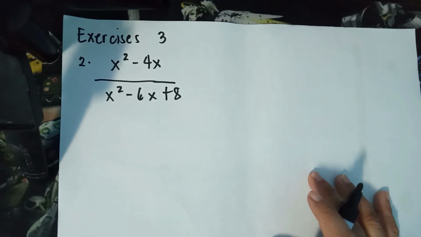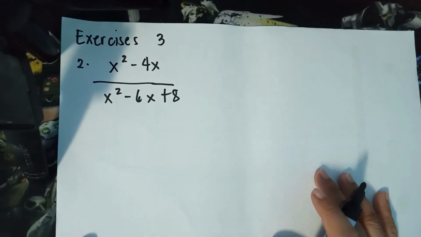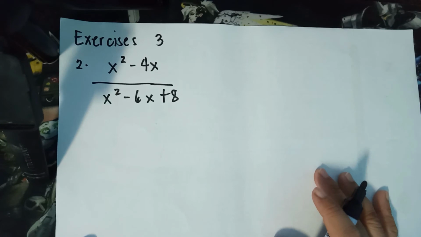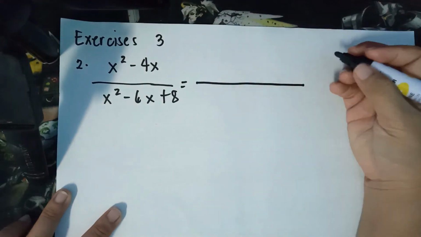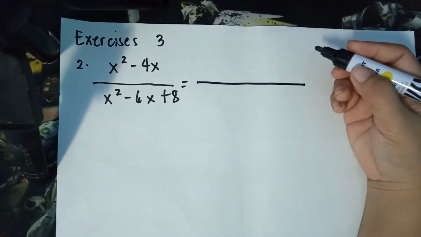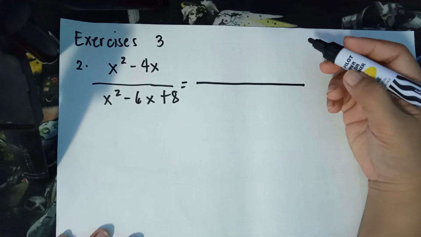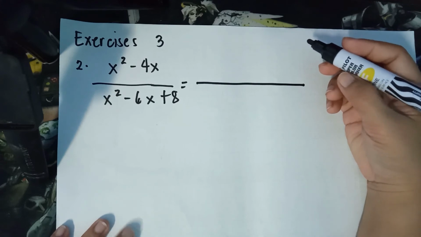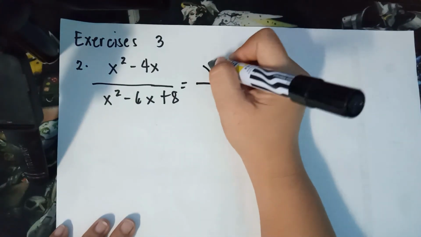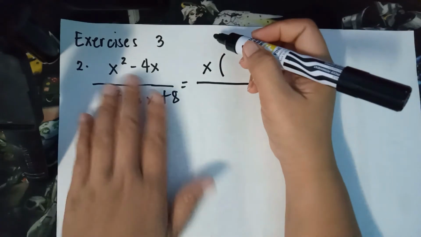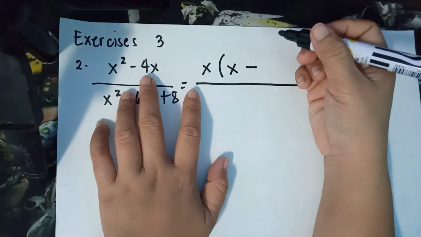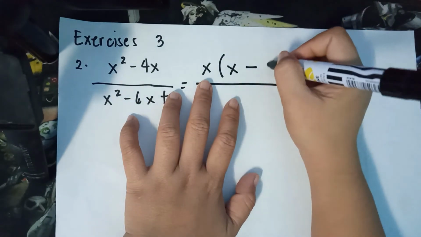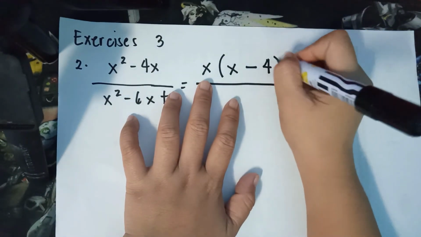Exercises number 3. Number 2. x squared minus 4x over x squared minus 6x plus 8. Again, we will factor each term or each binomial. For x squared minus 4x, there is a common factor, which is x. Next, x squared divided by x is x. Minus 4x divided by x is minus 4.